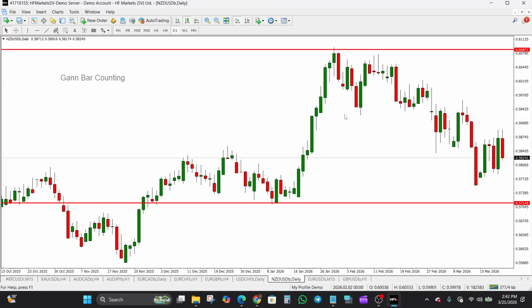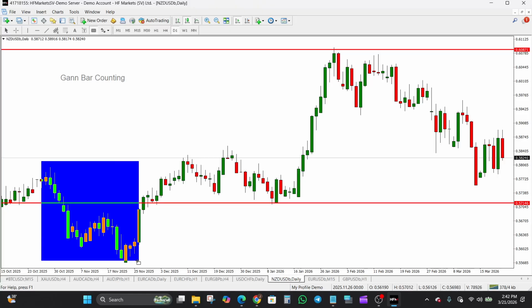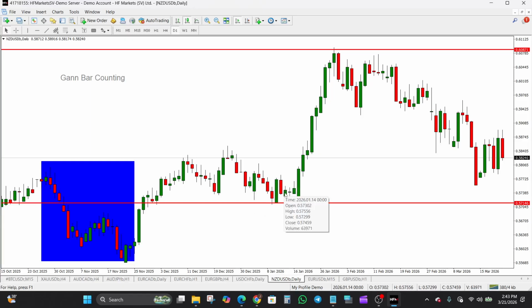For example, if a market reversed after 20 bars previously, 1, 2, 3, up to 20. If a market reversed after 20 bars previously, a trader might watch for a similar reaction after another 20 bars in the future. 1, 2, 3, and so on. This one was about 17.